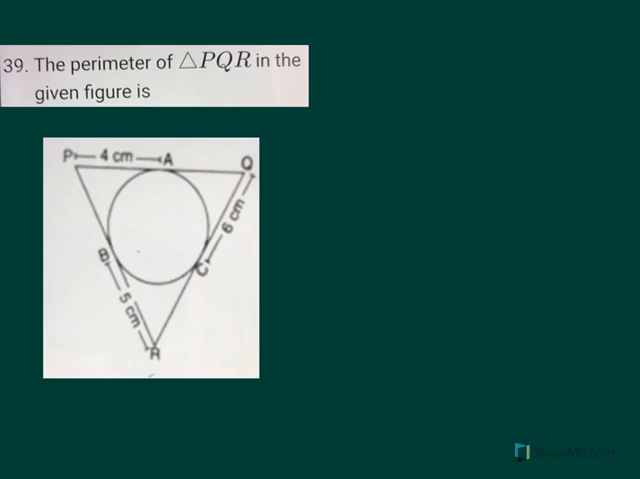Now find the perimeter of PQR. So here is an external point, and we know tangents from an external point are equal. So this is 6, this also will be 6. I will write here 6 centimeters. Now here we have another external point, and that is P. In this case, if this is 4 centimeters, this also will be 4 centimeters.